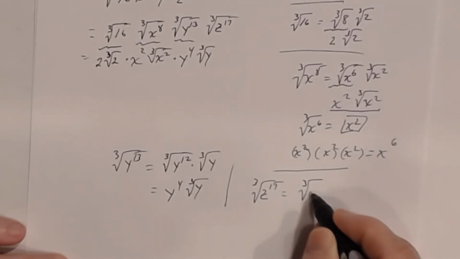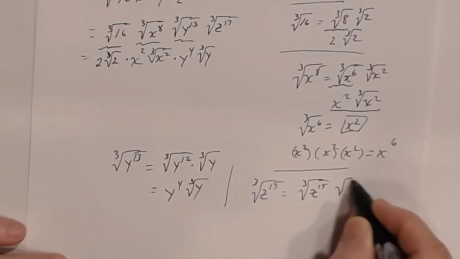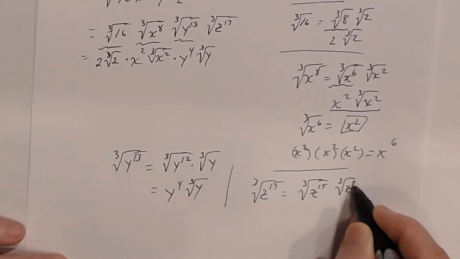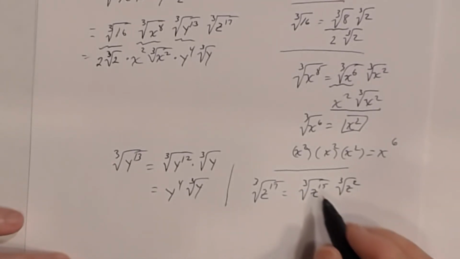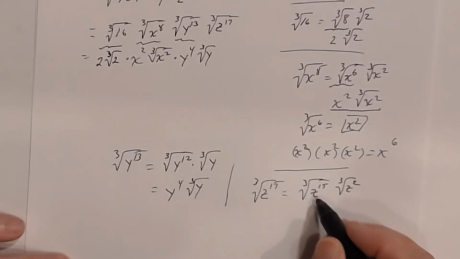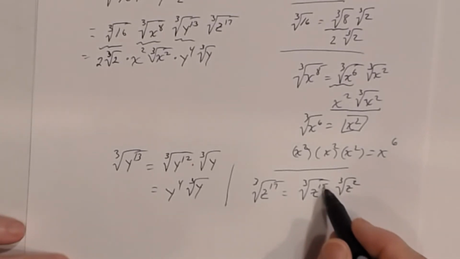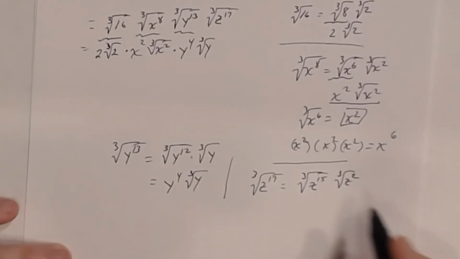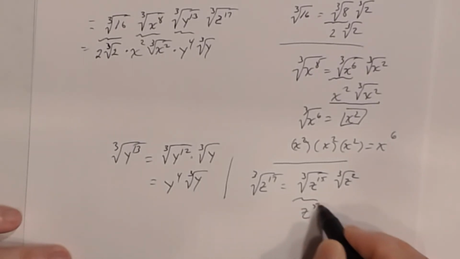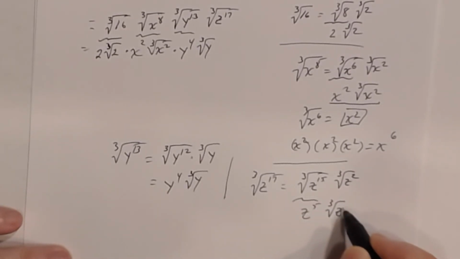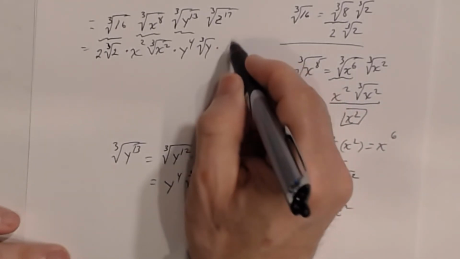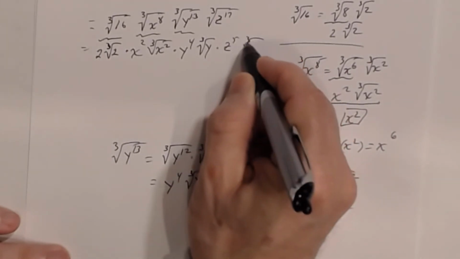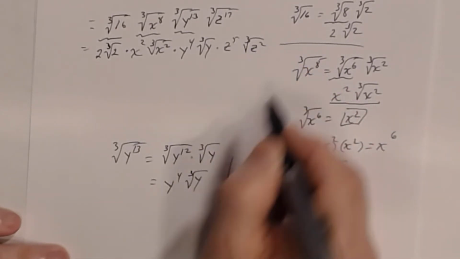So the cube root of z to the 15th times the cube root of z squared, because 15 plus 2 is 17. And then the cube root of z to the 15th, I can rewrite in a better way. 15 divided by 3 is 5. So that's z to the 5th times the cube root of z squared. So that goes here. So times z to the 5th cube root of z squared.